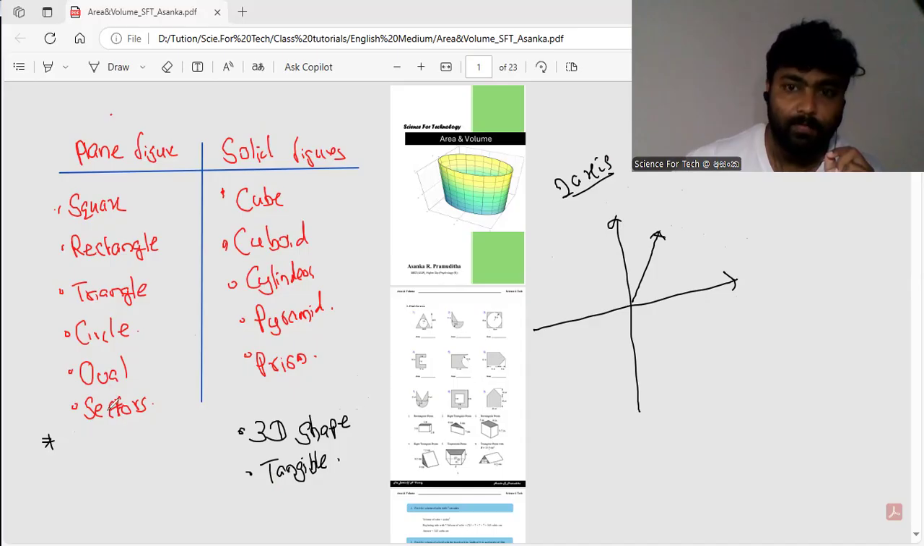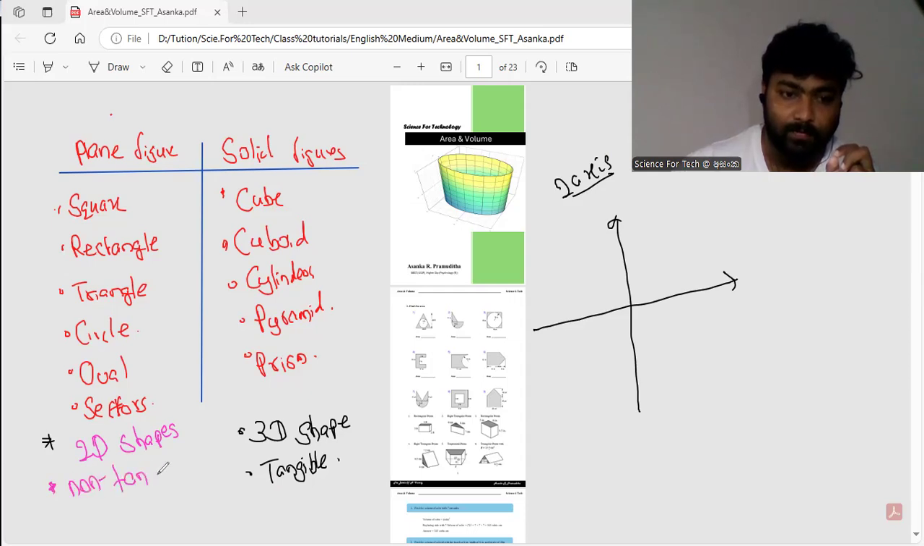Then what about plane figures? We need only two axes to draw these plane figures, so we can call them 2D shapes, and those are not tangible.